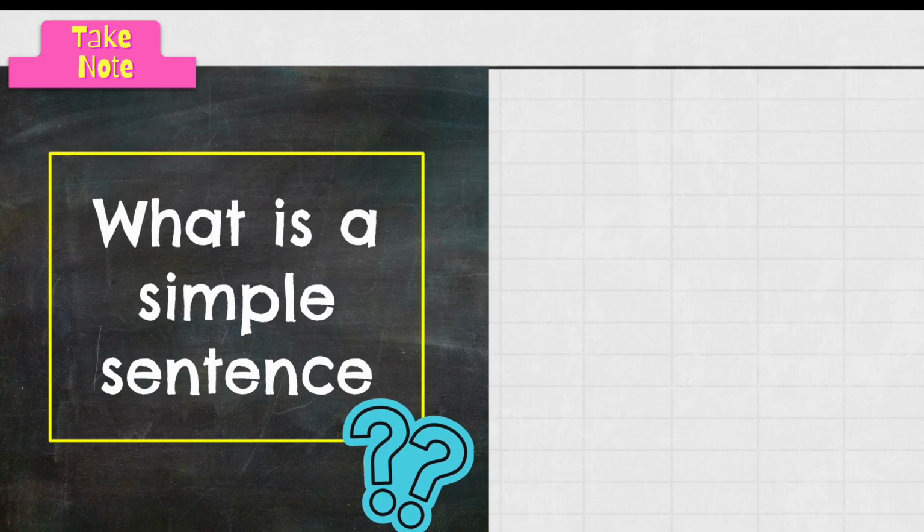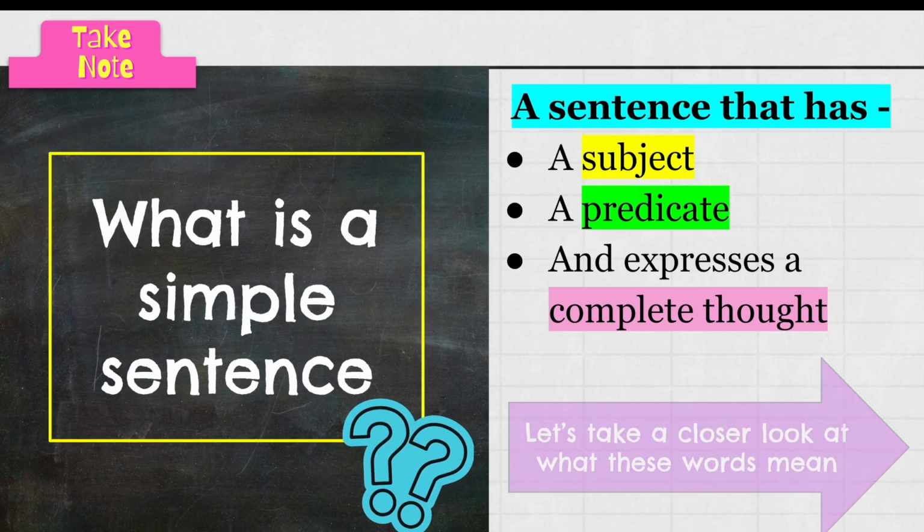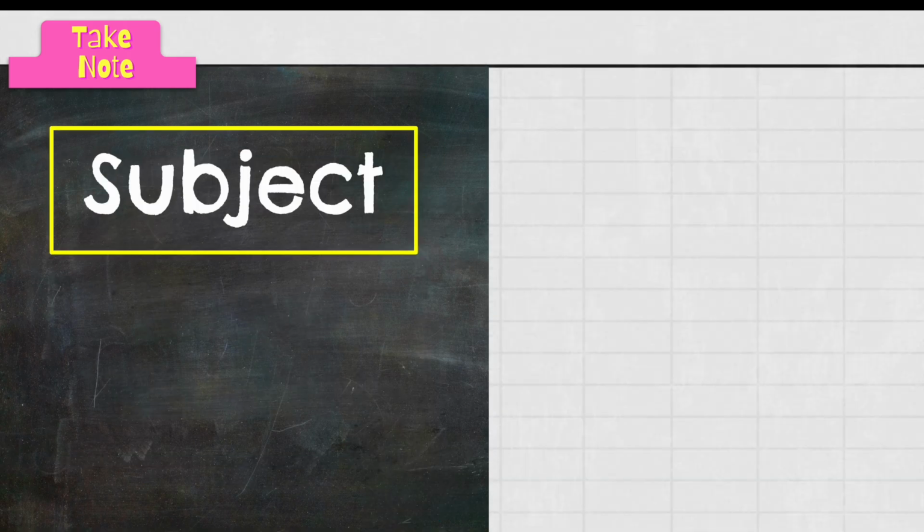So first, what is a simple sentence? Is it a basic sentence with just a couple of words? Well, not really. It's a sentence that has a subject, a predicate, and it expresses a complete thought. Now, some of those words might be daunting. Like you're like, what the heckola is a predicate? What do you mean a complete thought? Well, don't worry. I got you. We're going to take a closer look at what these words mean.